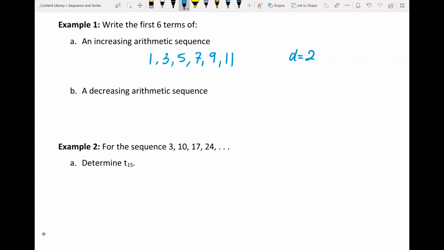Now let's look at a decreasing arithmetic sequence. Again, there's infinitely many out there. I'm just going to start off with maybe 10. And I know I have to go down because it's decreasing. Let's just say I'm going to pick D is negative 3. So 10 minus 3 is 7, 7 minus 3 is 4, 4 minus 3 is 1, 1 minus 3 is negative 2, and negative 2 minus 3 is negative 5. And this is an example of a decreasing arithmetic sequence.